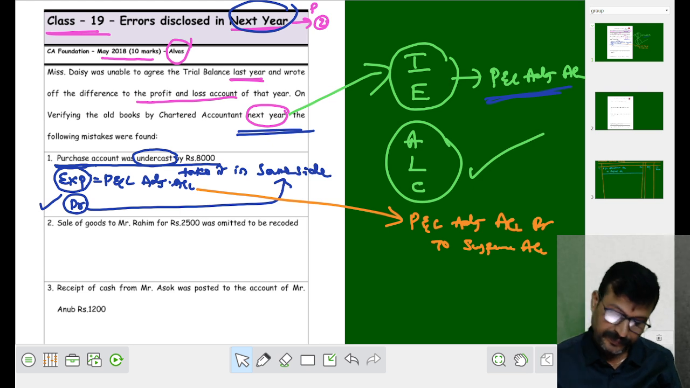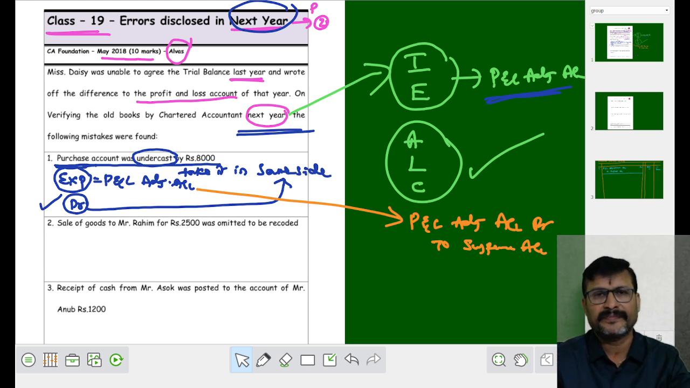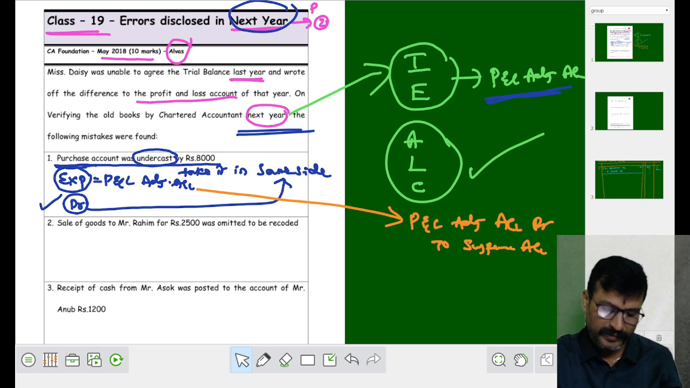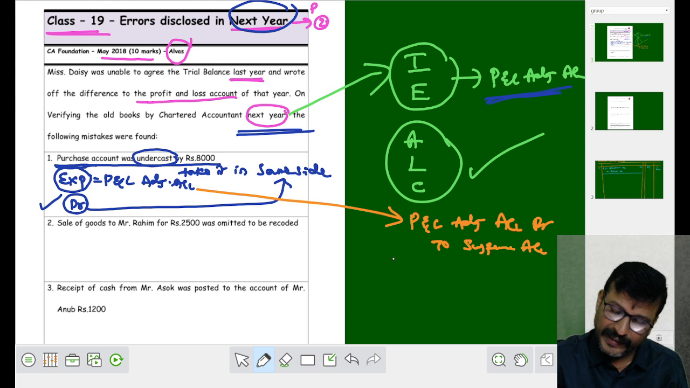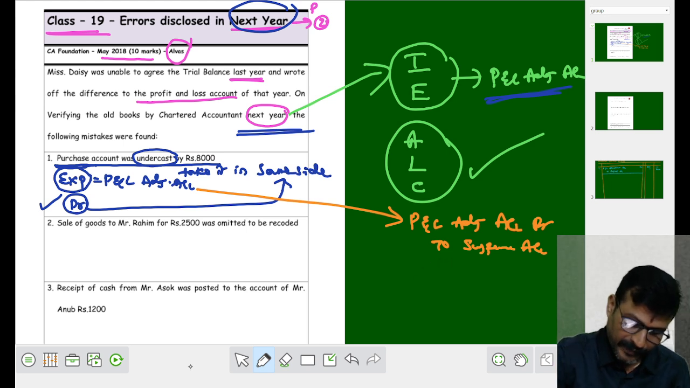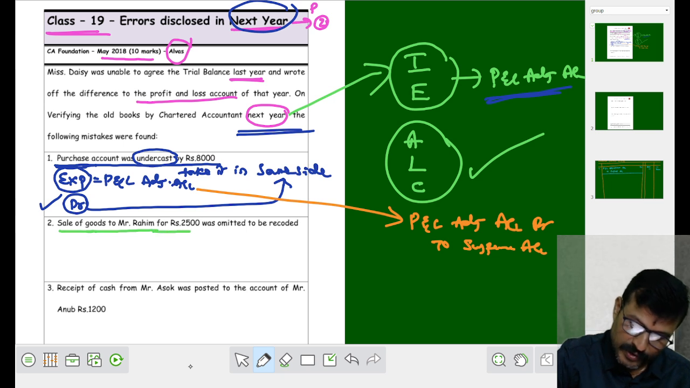Being wrong debit in purchase account is rectified. That's all the narration. Shall we move on to the second one, my dear students? See what happens in the second entry. Sale of goods to Rahim 2500 was omitted to be recorded.